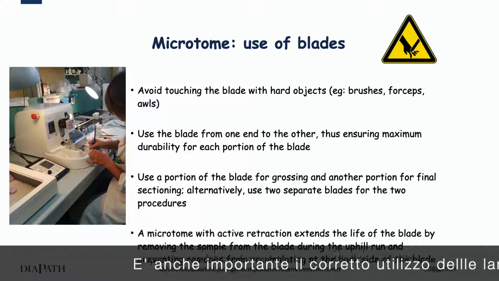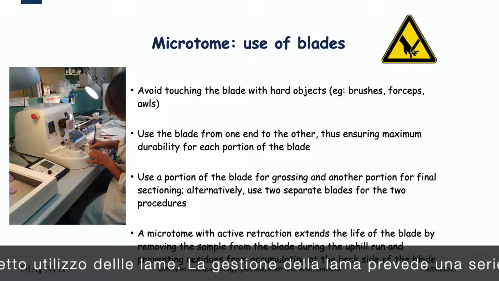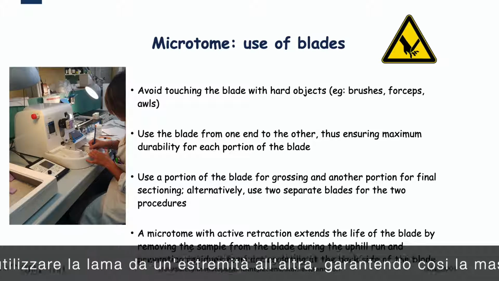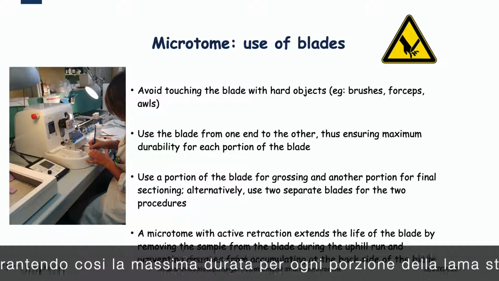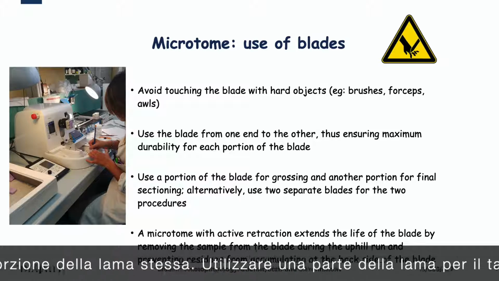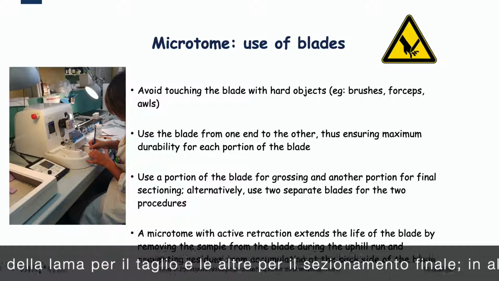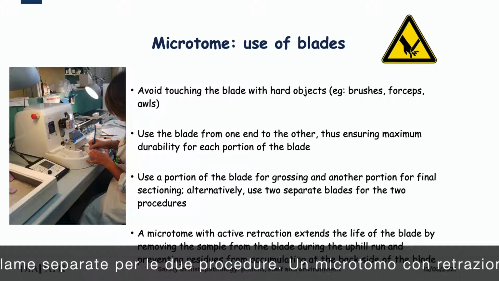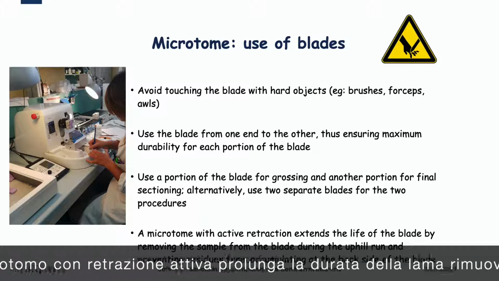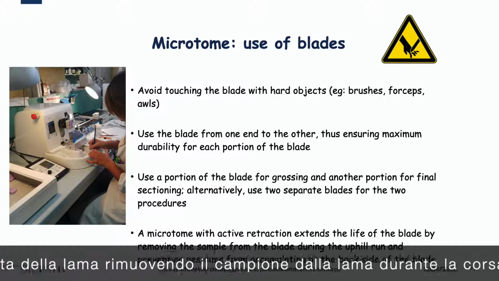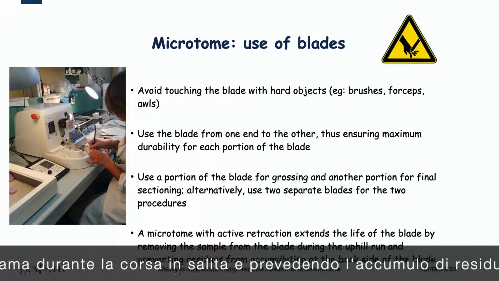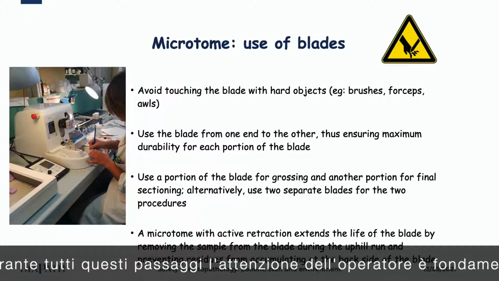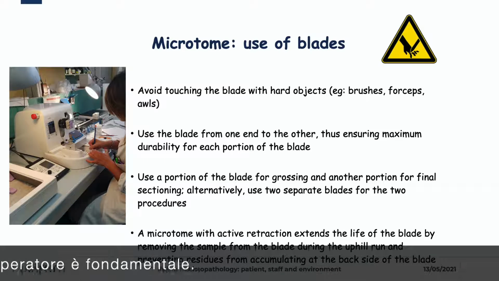A correct use of the blades is also important. The use of blades involves a number of expedients, such as using the blade from one end to the other, thus ensuring maximum durability for each portion of the blade. Use one part of the blade for grossing and another part to obtain the final sections. Alternatively, two different blades can be used for the two procedures. A microtome with active retraction of the block prolongs the life of blades by removing the sample from the blade during the upstroke and preventing the build-up of residue on the back face of the blade. During all these steps, the operator's attention is crucial.